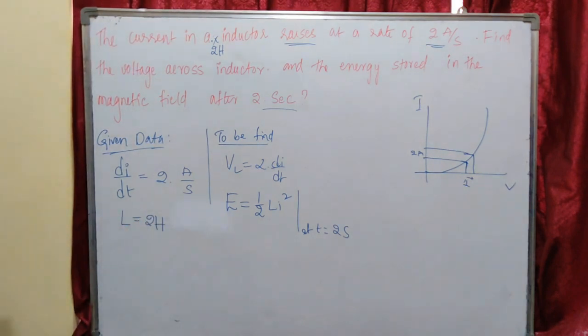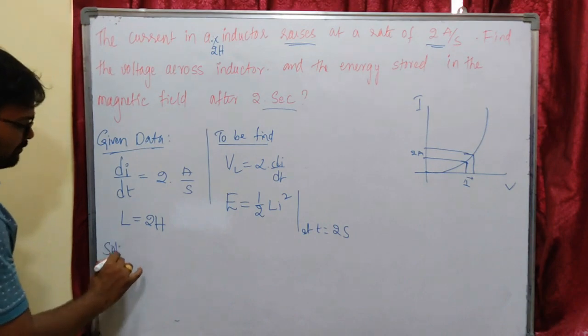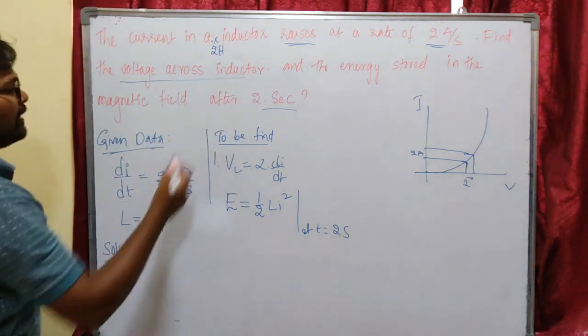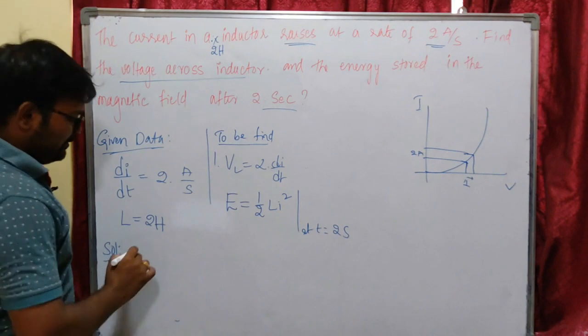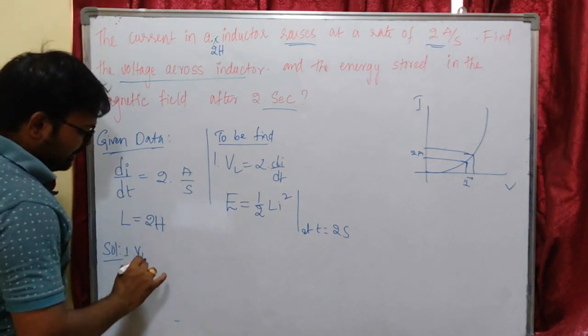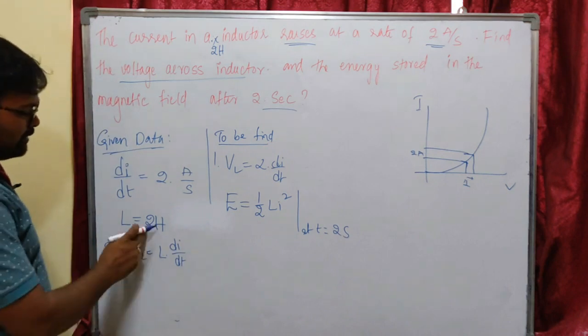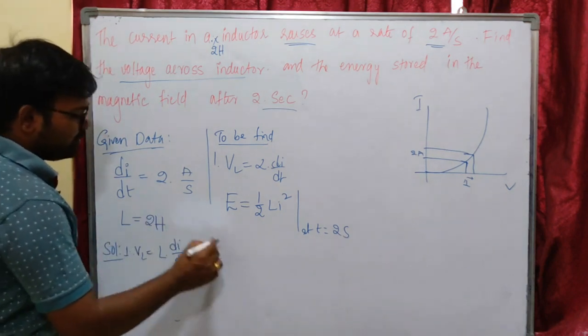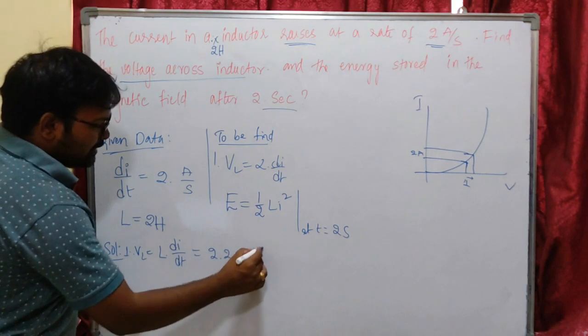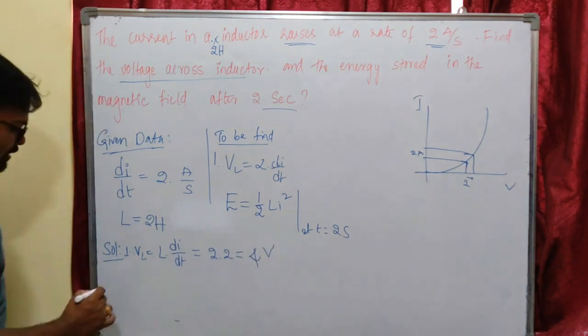Now let us find the solution. So what is the first question? That is the voltage across the inductor. That is VL, which is L into dI by dt. So VL, first question, VL is equal to L into dI by dt. Just substitute the values here. L equal to 2 and dI by dt is 2. So the voltage across the inductor is 4 volts. That's it. Now let us find the second problem.